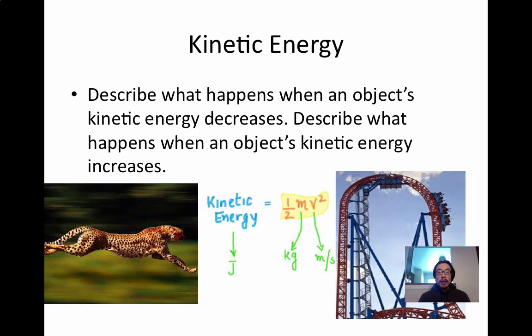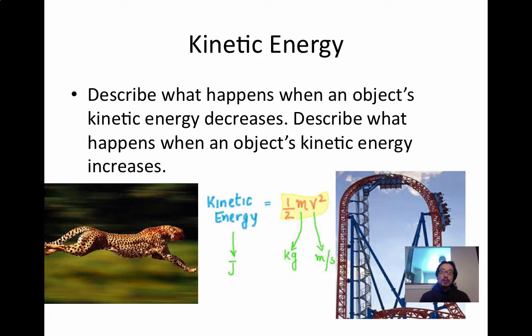All right. Kinetic energy. Describe what happens when an object's kinetic energy decreases. Okay, let's do the first part first. When an object's kinetic energy decreases, the object is either A, losing velocity or speed, or B, gaining potential energy, meaning that in terms of the ground, the height is increased.